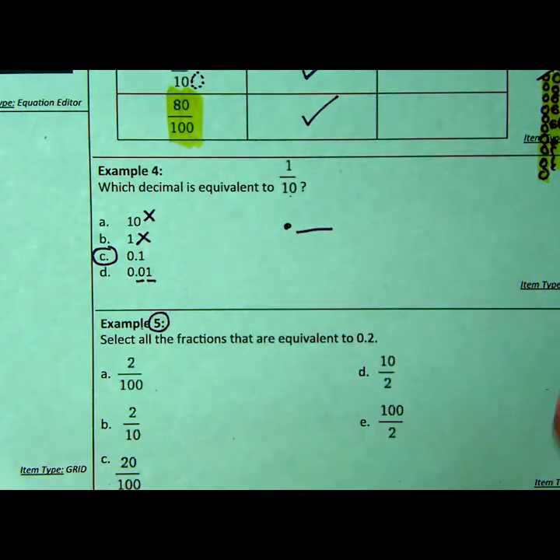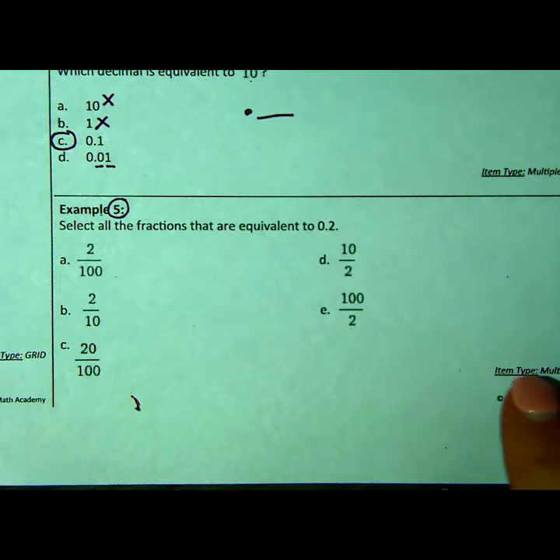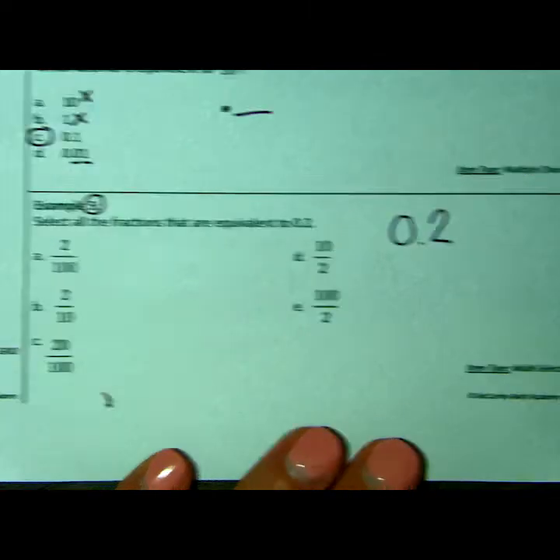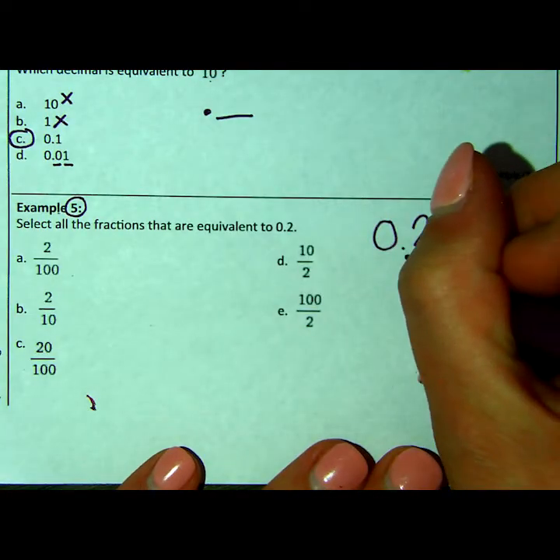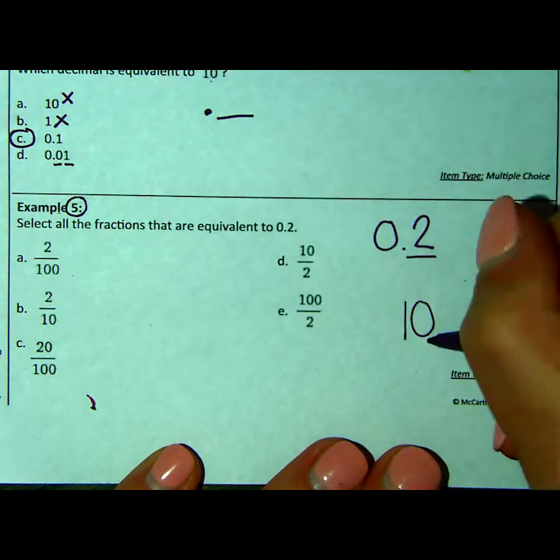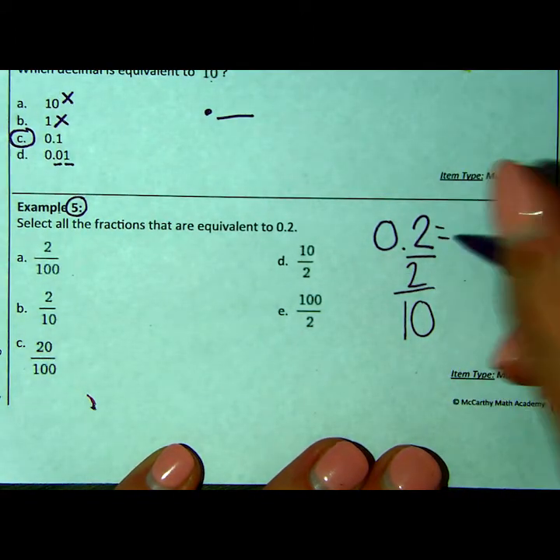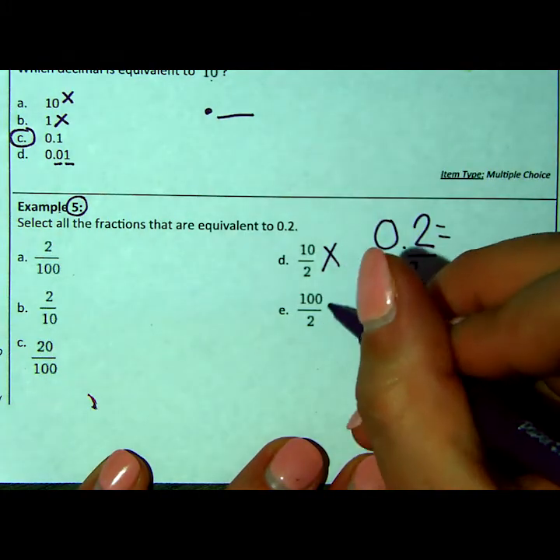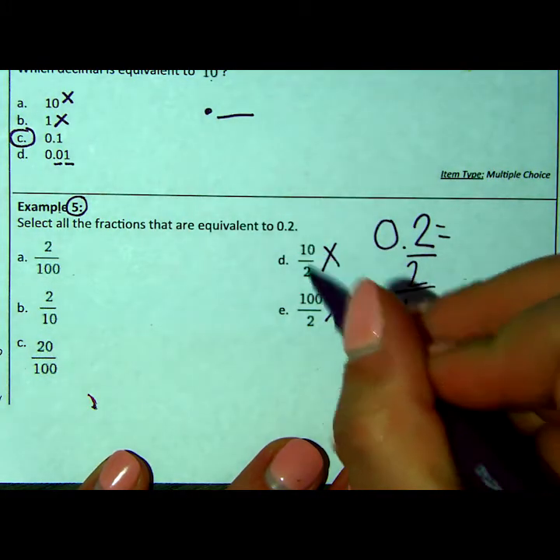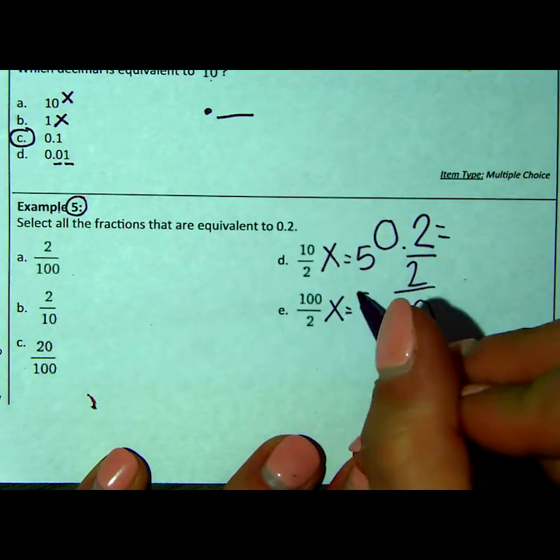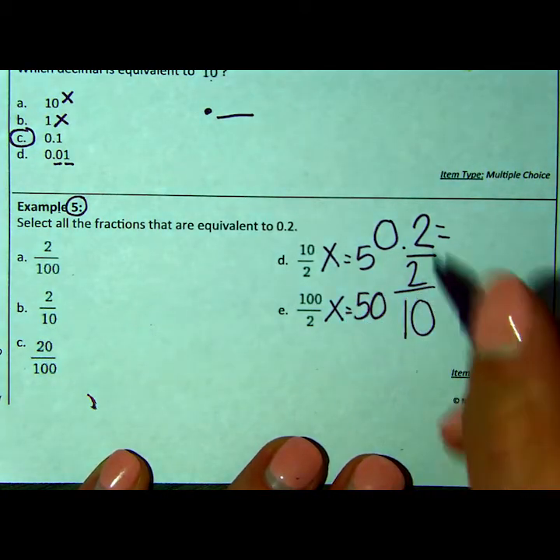Example 5, the last one. Select all the fractions that are equivalent to 2/10. So again, the decimal is 2/10, right? And I know that because it's just one place past the decimal. So I can see one place, 1 zero. So 2/10. Well, is that equivalent to 10 halves? No. What about 100 halves? No. If you divided that, that would be the whole number 5. And if you divided that, 100 divided by 2, that'd be the whole number 50. That's way off. That's not the same as 2/10.